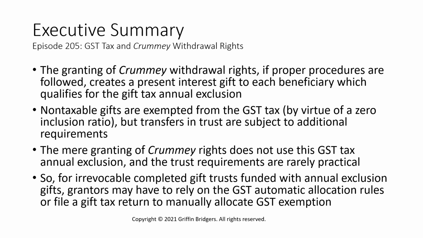The trust requirements to qualify for that exclusion are rarely practical, so in most cases, for irrevocable completed gift trusts that are funded with annual exclusion gifts, grantors may have to rely on the GST automatic allocation rules or file a gift tax return to manually allocate GST exemption for each year that annual exclusion gifts are made.